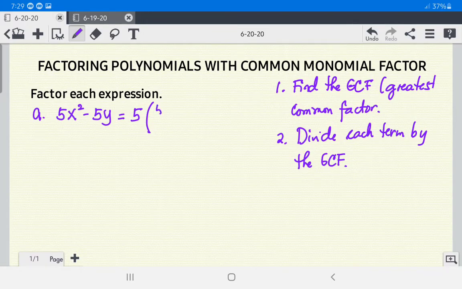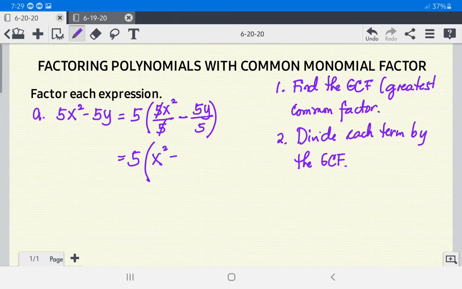So copy the first term 5x squared, then divide it by the GCF 5, then minus the second term 5y over 5. Then copy the first factor 5 times 5x squared divided by 5. You can cancel 5 because 5 divided by 5 is 1. So copy x squared, then minus 5y divided by 5. Again, cancel 5 because 5 divided by 5 is 1. Then copy y. So the factors are 5 and x squared minus y. So check.